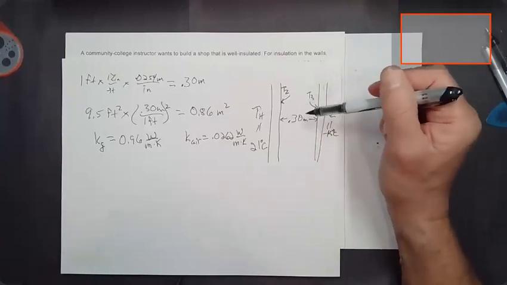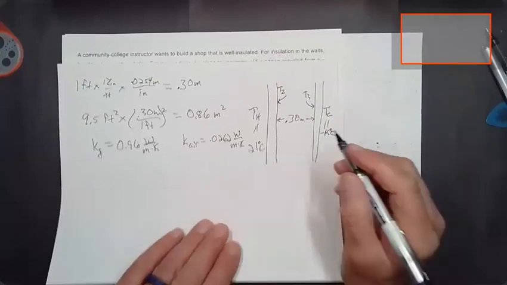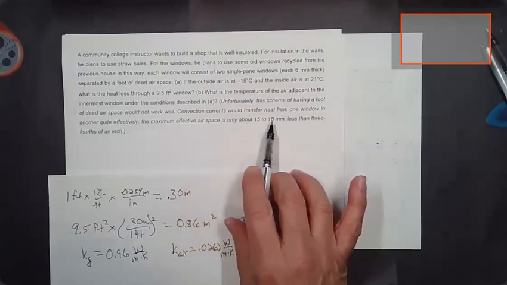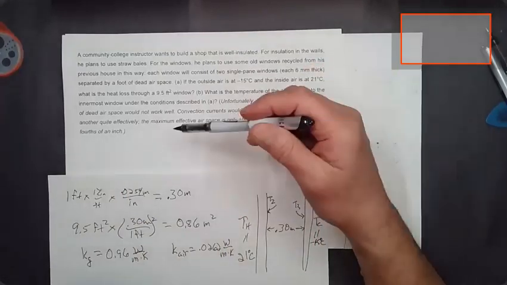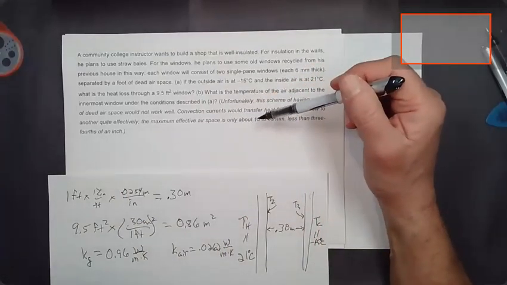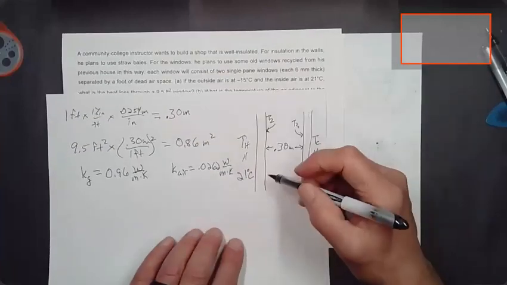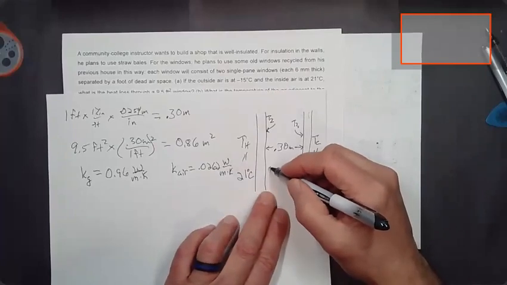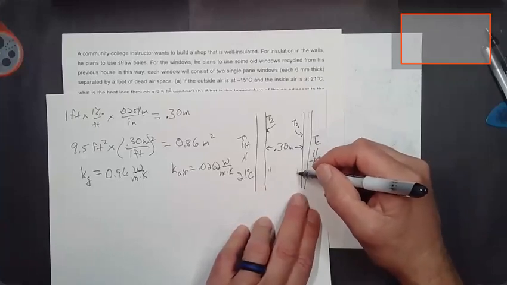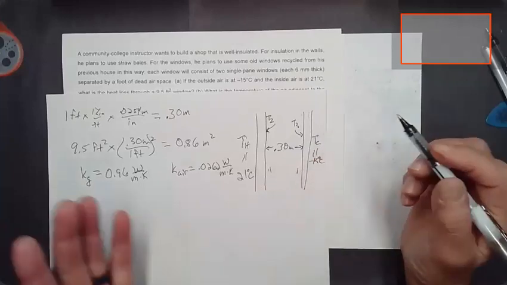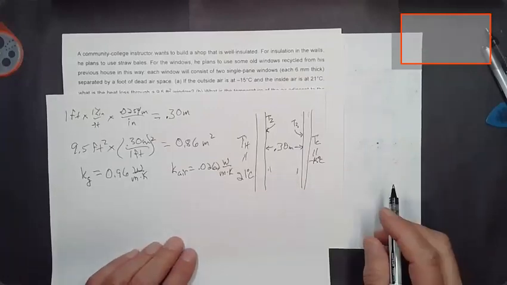1 foot of air doesn't actually give you that much dead air space, because convection currents would transfer heat from one window to the other effectively. And the maximum effective airspace is only about 15 to 18 millimeters. Still, you'd have, say, 15 millimeters of dead airspace on this side, and another 15 to 18 millimeters of dead air on this side, which would be pretty effective, but we're going to pretend that we have the full 0.30 meters of dead airspace.